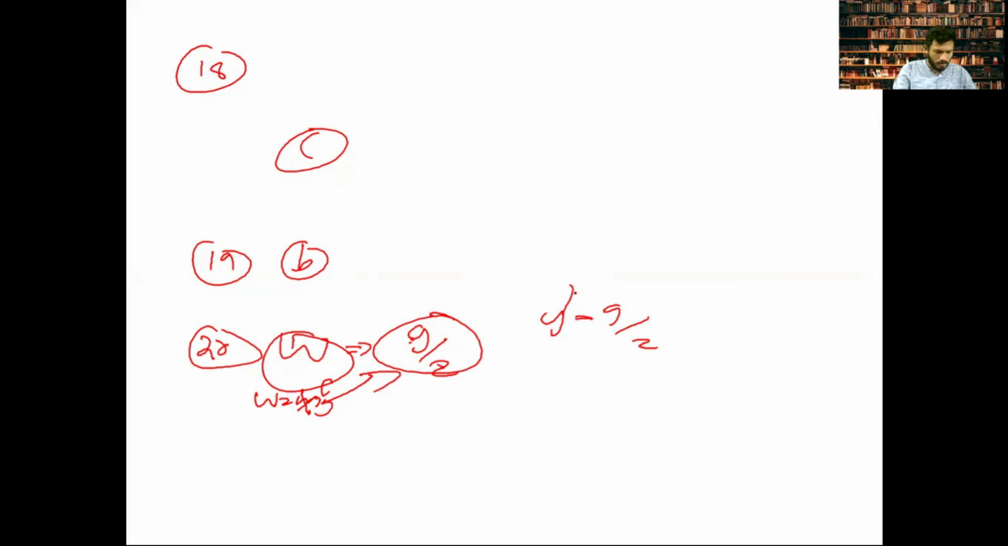So listen, dear students. At a depth halfway to the center of the Earth, g dash is g by 2. Then weight is W by 2. The answer is very clear: the answer to question 20 is option B. There are another two questions.